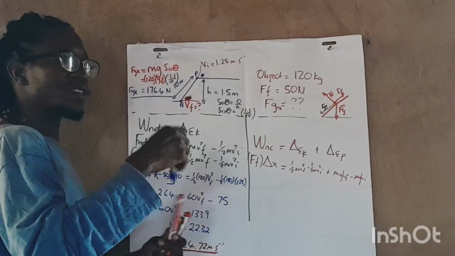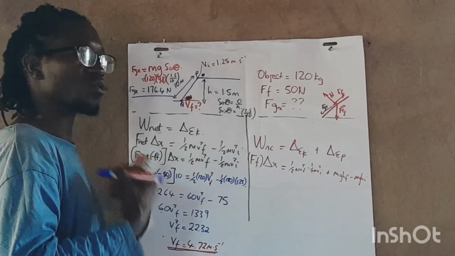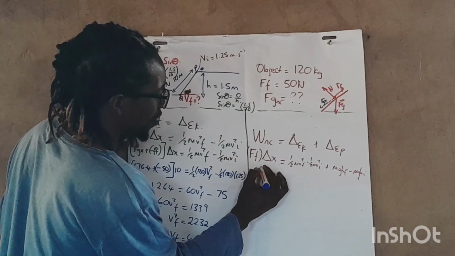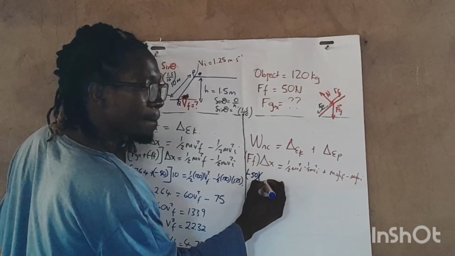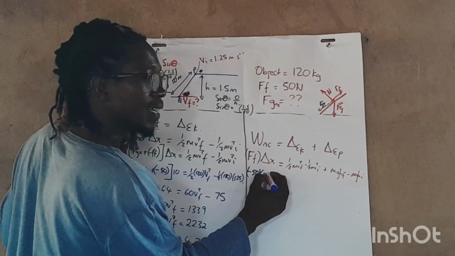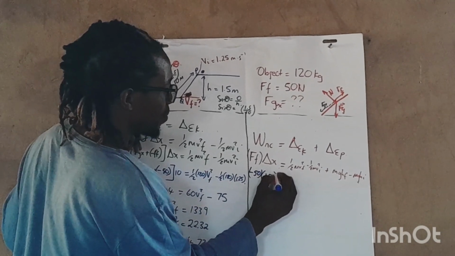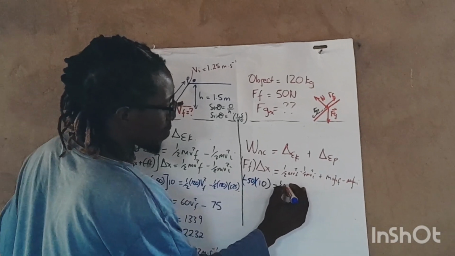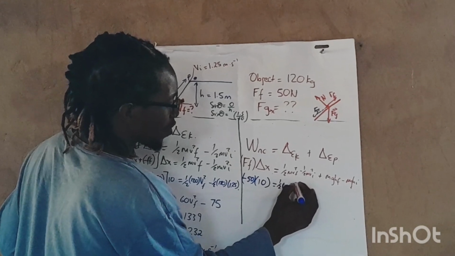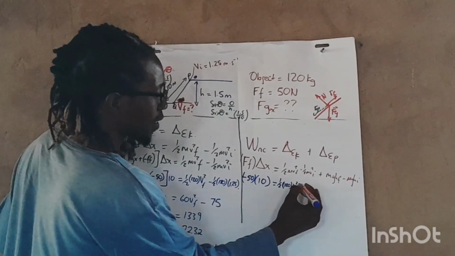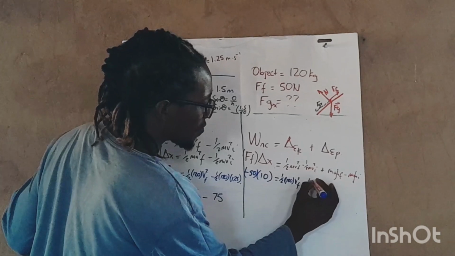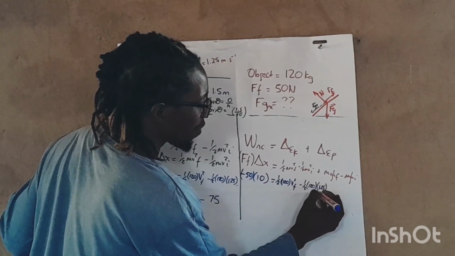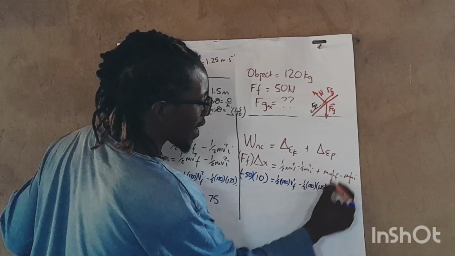So what is the frictional force that we are having? 50, but it is going in the opposite direction, so put negative 50, multiplied by 10, is equal to half, what is the mass? 120, and the velocity squared final, we are looking for it, minus half 120, and initial velocity was 1.25, right? Plus, what is the mg final?